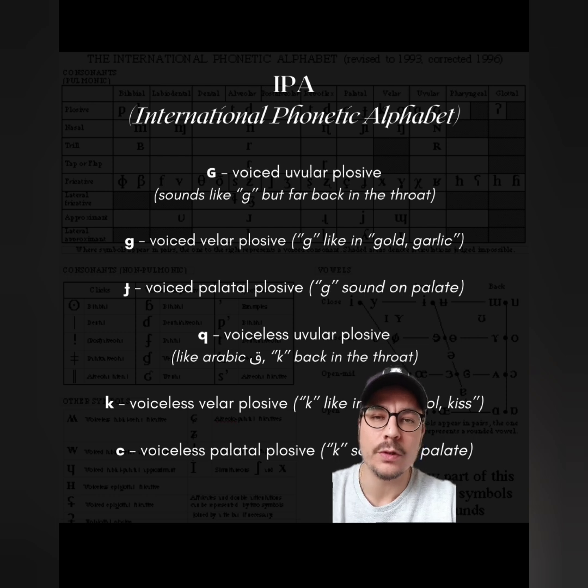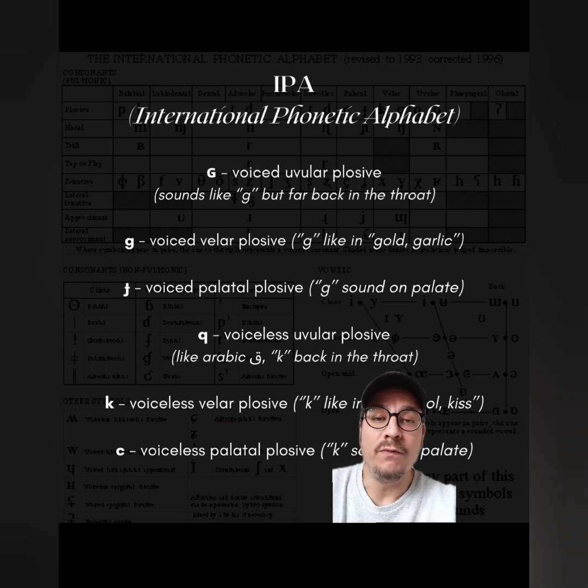For example, the first symbol is like G, a voiced uvular plosive. It's pronounced like K, back in the throat. The second one is a voiced velar plosive. It's like in gold, garlic, it's G. It's velar, not uvular. The third one is a voiced palatal plosive. It's a G sound, but on the palate. It sounds like G.